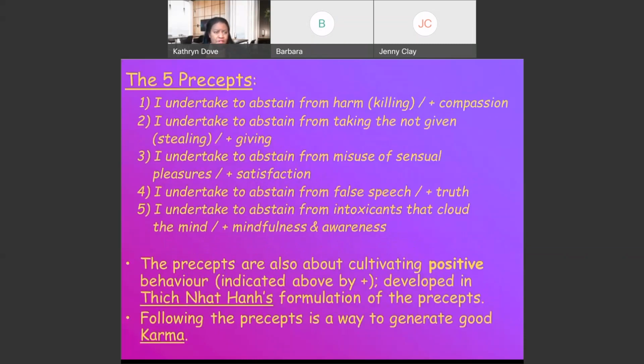There are five core fundamental rules that you must follow to follow Buddhism. One is to abstain from harm, abstain from stealing, abstain from the misuse of sensual pleasures, abstain from lying, and abstain from intoxicants that cloud the mind. And abstaining from those things is a way to create good karma.